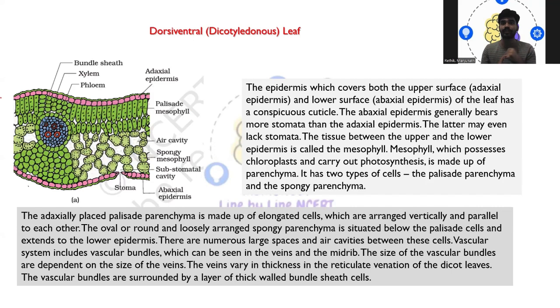In the previous video, we discussed the transverse section of roots, then stem, and now leaf. If you have not watched the previous video, the link is given in the description. Do check out the video. In today's video we will be discussing the transverse section of the leaf, especially the dicot as well as the monocot leaf.